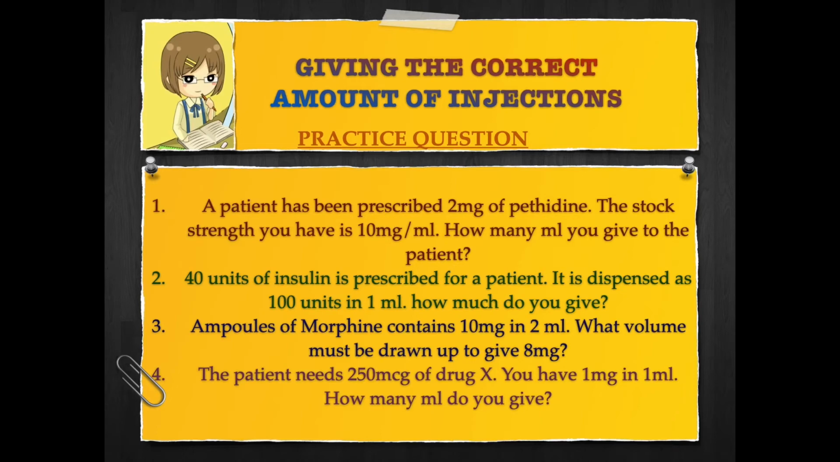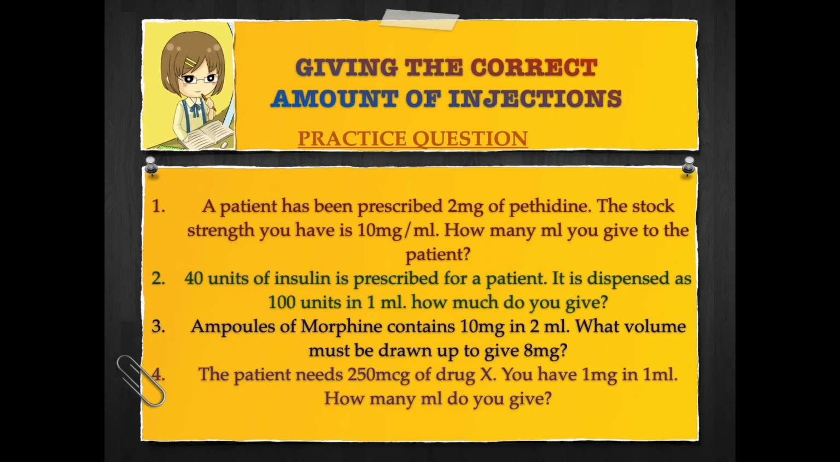Second question is, 40 units of insulin is prescribed for a patient. It is dispensed as 100 units in 1 ml. So how much do you give? So it's like, what's the prescribed dose? It's 40. So 40 divided by the dispensed amount, which is 100, into 1.